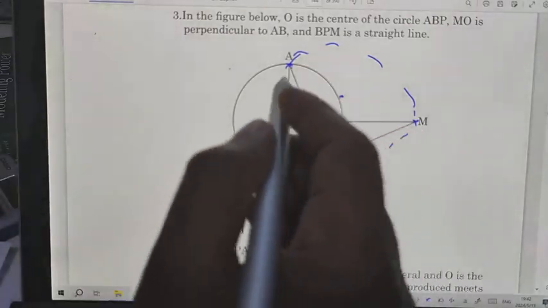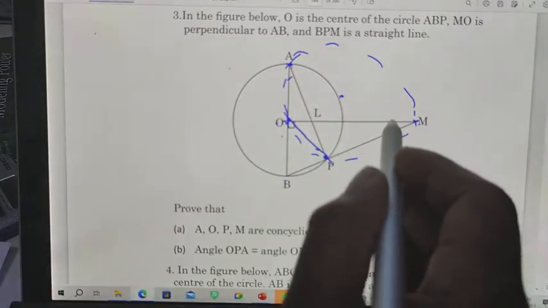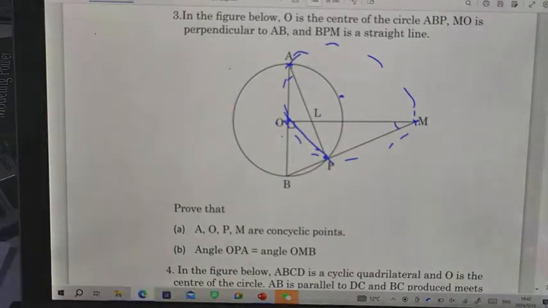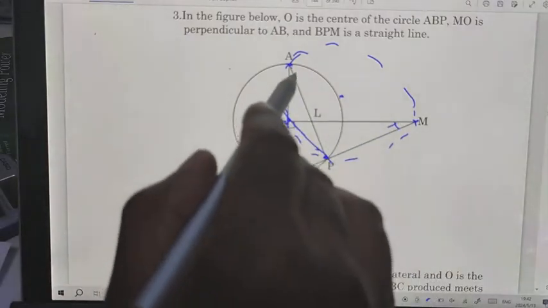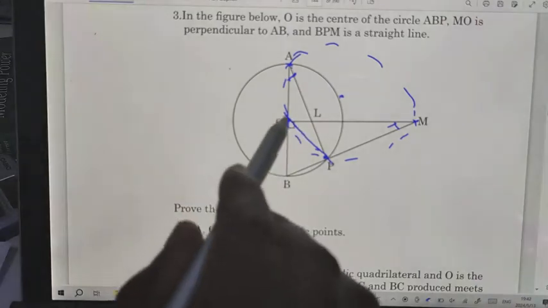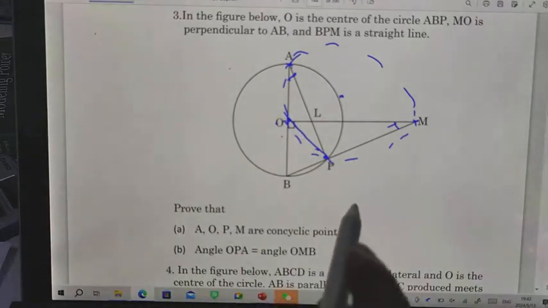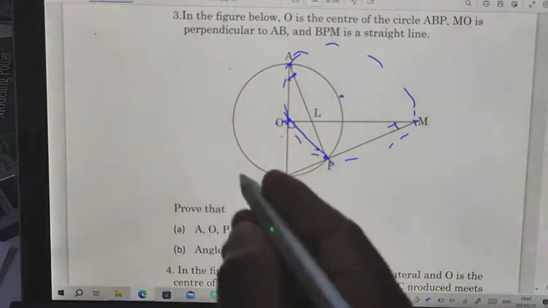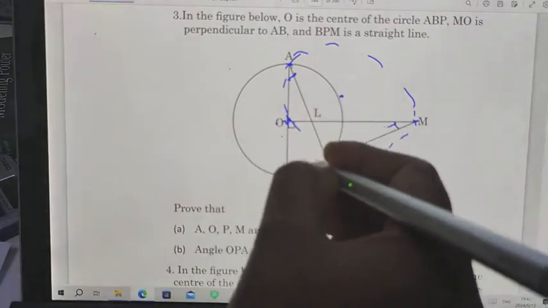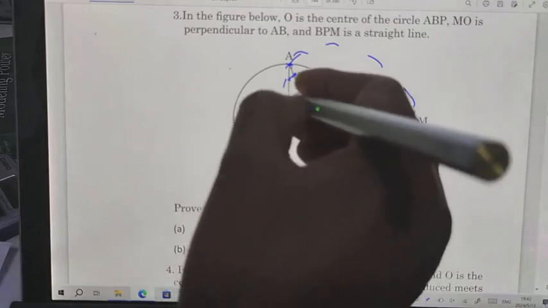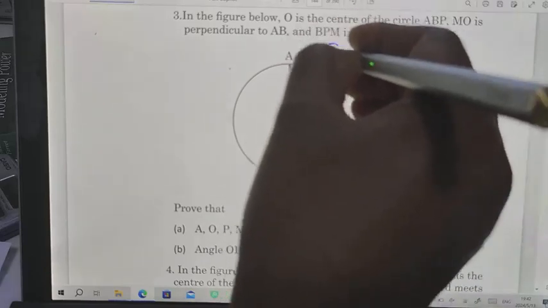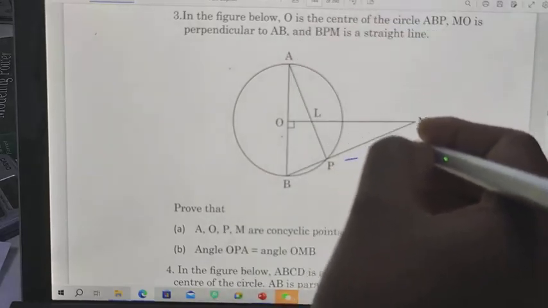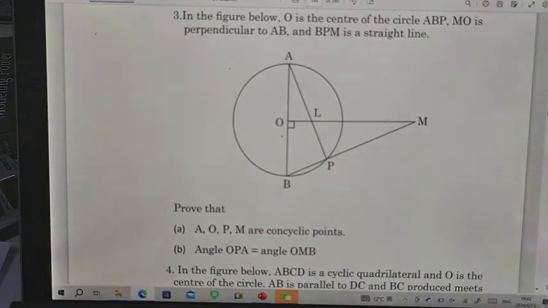In that case we need to show that this angle and that angle are equal. There are other ways of showing it, but I think I will use the theorem of angles in the same segment, or angles subtended by the same arc, to show that the angles are equal. If angles subtended by the same arc are equal, it means that it is a cyclic figure, that all the points are touching the circumference.